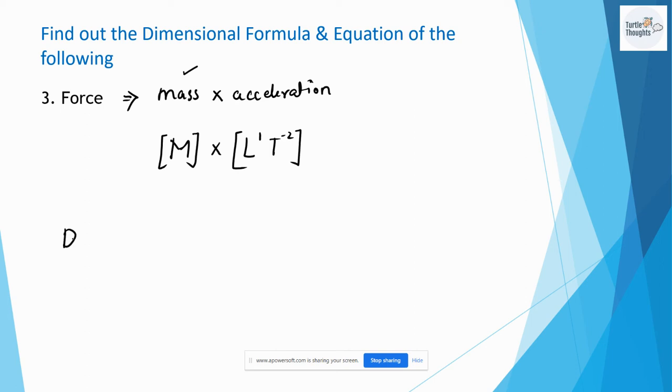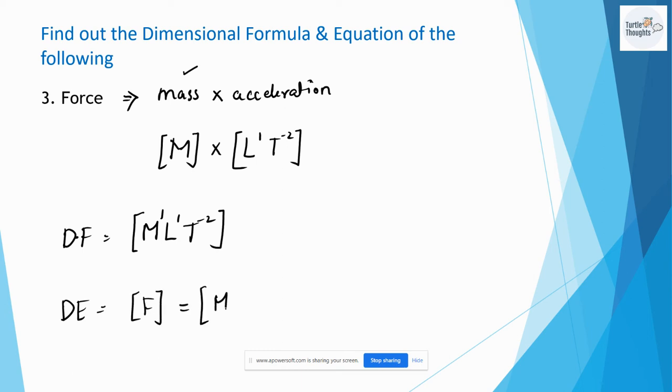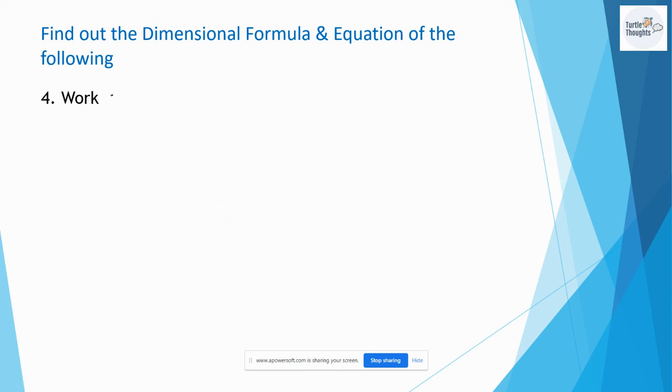So I can write that the dimensional formula for force is going to be M to the power 1 L to the power 1 T to the power minus 2. What is going to be the dimensional equation? The dimensional equation is nothing but the same thing. Just you have to add F and an equal to sign: F equals M to the power 1 L to the power 1 T to the power minus 2. As simple as this. Next, we will be considering work. How is work defined? Work is nothing but force into displacement.